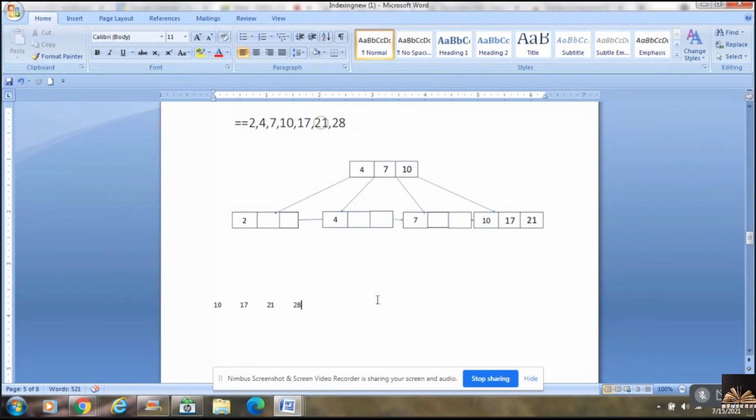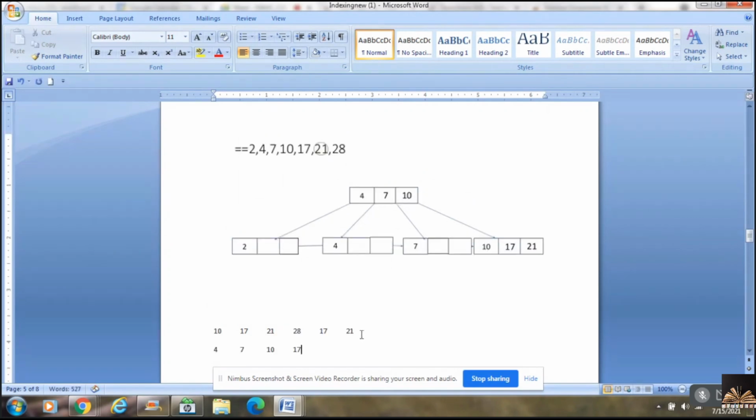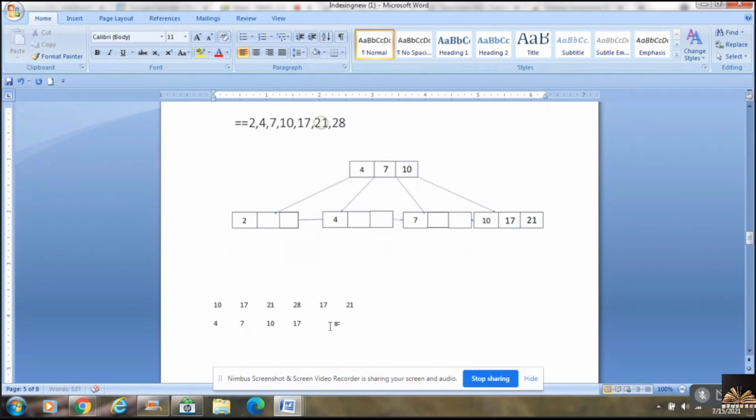Now what are the middle elements? The middle elements are 17 and 21. Since I'm left bias, I have to push 17 towards the top. Whenever I push 17 towards the top, what will happen? 4 is there, 7 is there, 10 is there, and now comes 17. Now 7 has to be pushed to the top.